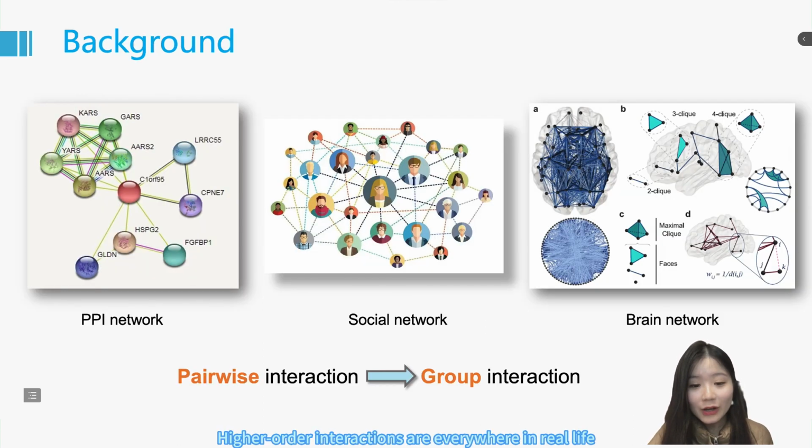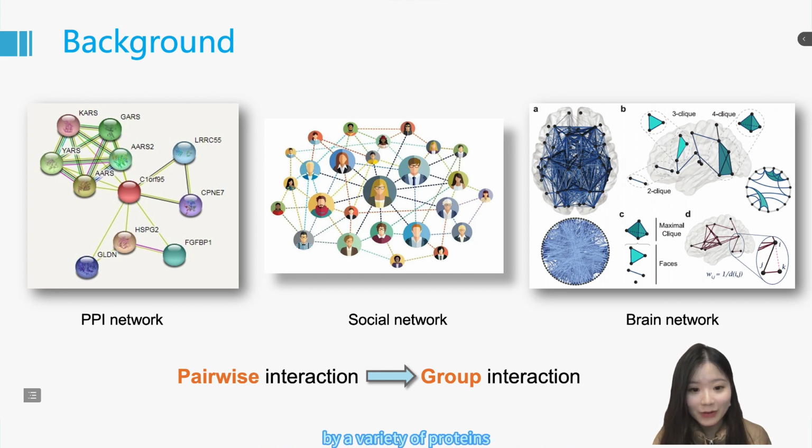So higher-order interactions are everywhere in real life. This means that interactions are not only between node pairs, but also between a lot of nodes. It is from the pairwise interaction to group interaction. Such higher-order interactions are common in real life. For example, in protein networks, the action process of a protein is completed by a variety of proteins. In social networks, rumor spreads faster in groups.